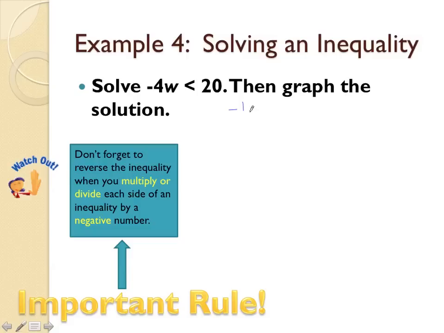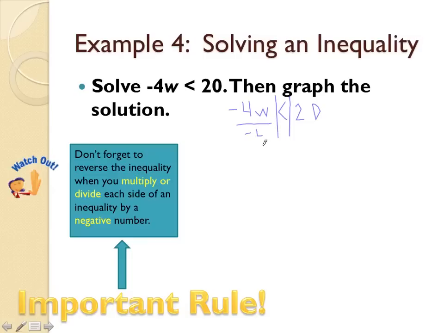So I have negative 4w is less than 20. So again, I'm just going to use my principles of inverse balance solve. All right, I'm going to draw my lines to do my railroad track so I know what side of the inequality sign to start on. I always start on the same side as the variable. My goal is to get this variable by itself, and right now the negative 4 is multiplied by the w, and the inverse of multiplication is division. So I'm going to divide by negative 4.